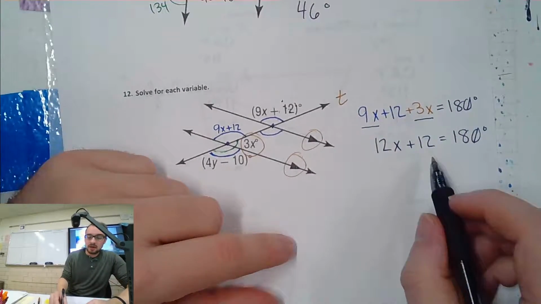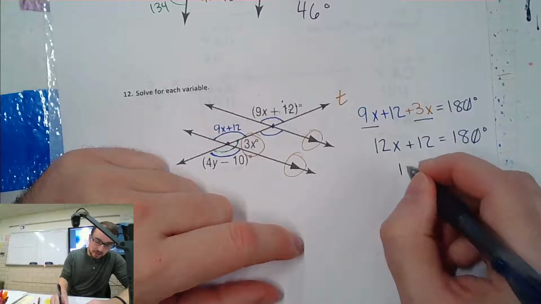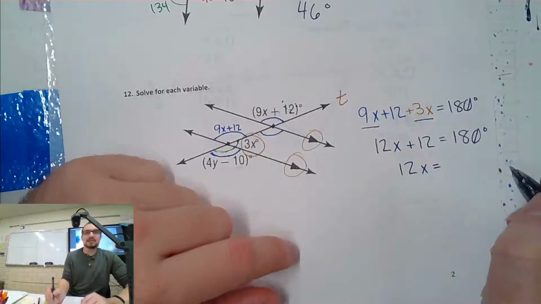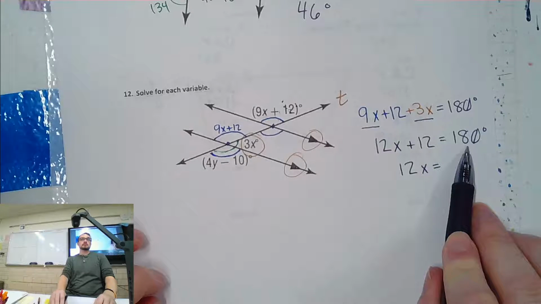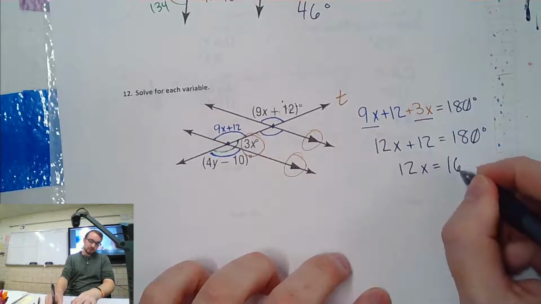I'm going to subtract 12 from both sides, right? Now, subtracting 12 from 180 is hard to do in your head. But I can subtract 10 first, and then 2. You smell what I'm stepping in? Instead of subtracting 12 all at once, I'm going to subtract 10, then subtract 2. What's 180 minus 10? 170. Now subtract 2 more. So you just subtracted 12.